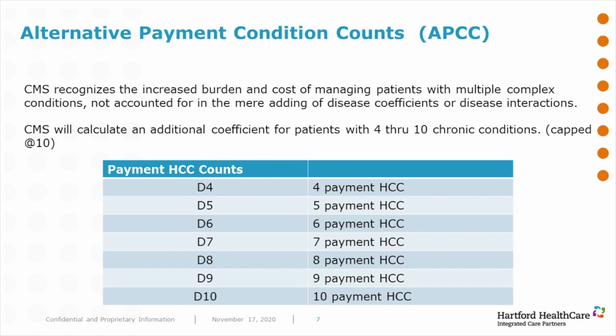CMS has also implemented payment condition counts for the payment year 2021. A patient with 4 through 10 chronic conditions documented and coded on a claim will receive an additional lift due to the complexity of managing that patient with multiple chronic conditions.